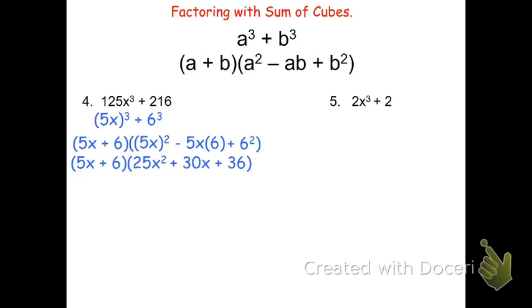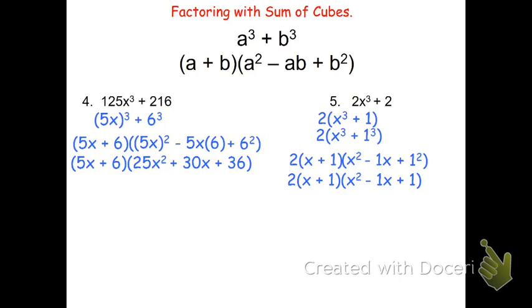Now number 5, I don't see cubes there. I see 2 and 2 aren't perfect cubes. However, if I factor out a 2 to begin with, now I have perfect cubes. I have x cubed and 1 cubed. Substituting this into the formula, we would get 2 times the quantity x plus 1 times the quantity x squared minus 1x plus 1 squared. And then again, simplifying, we get 2 times the quantity x plus 1 times the quantity x squared minus x plus 1.